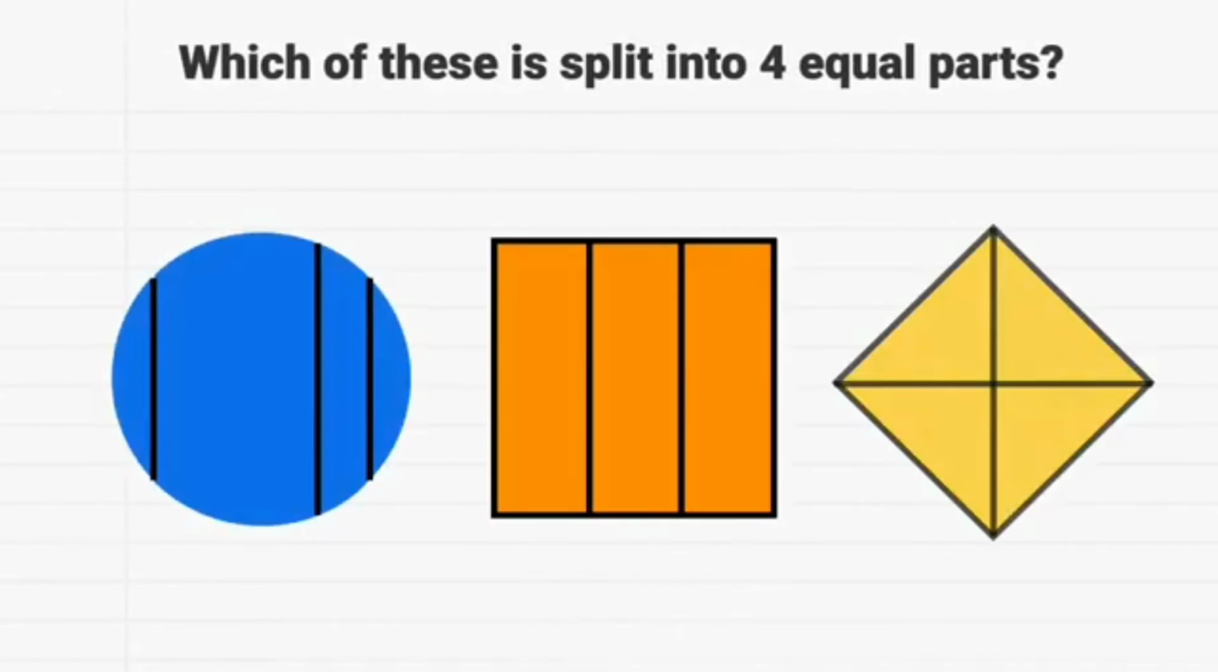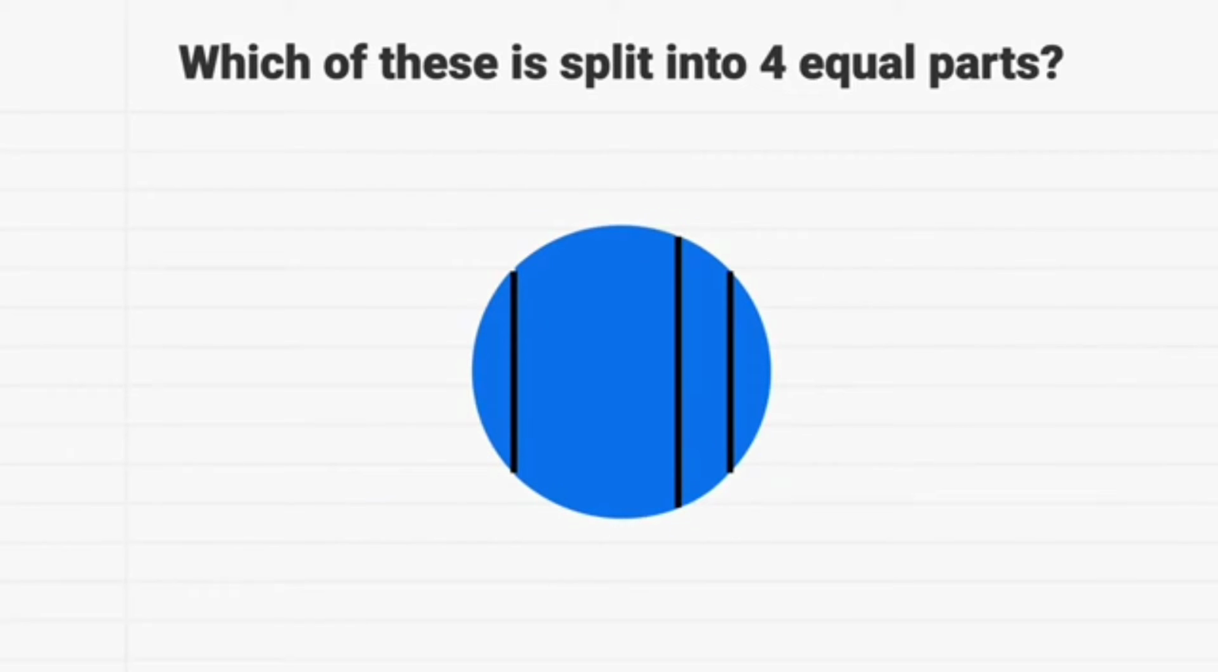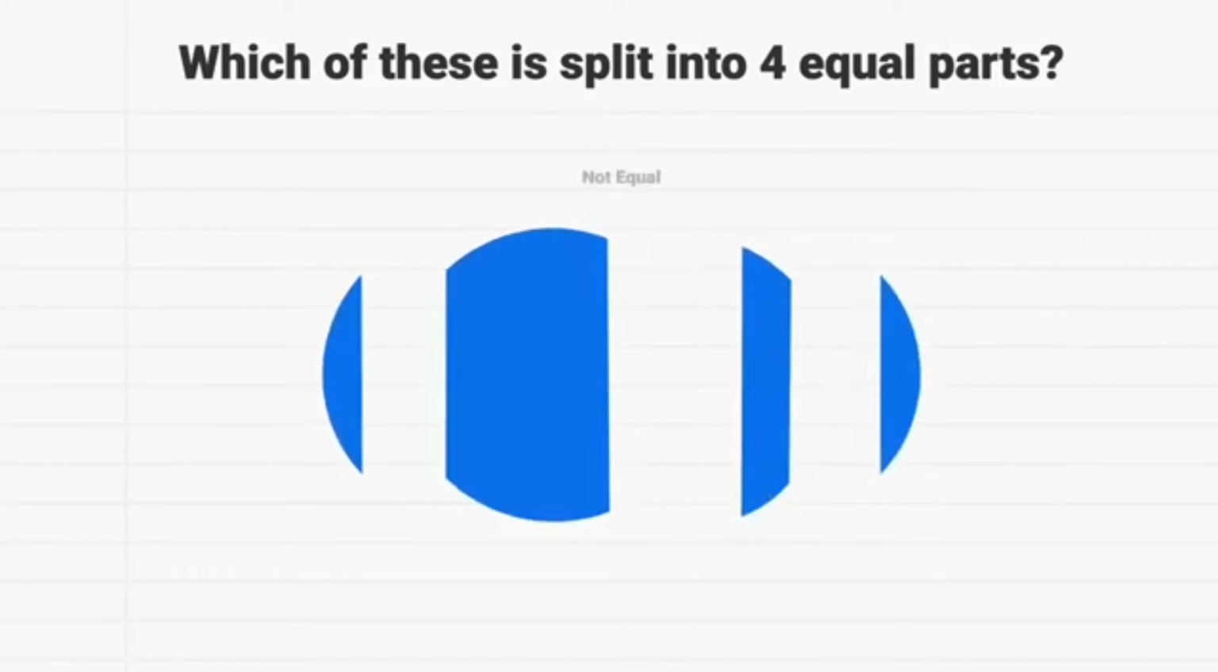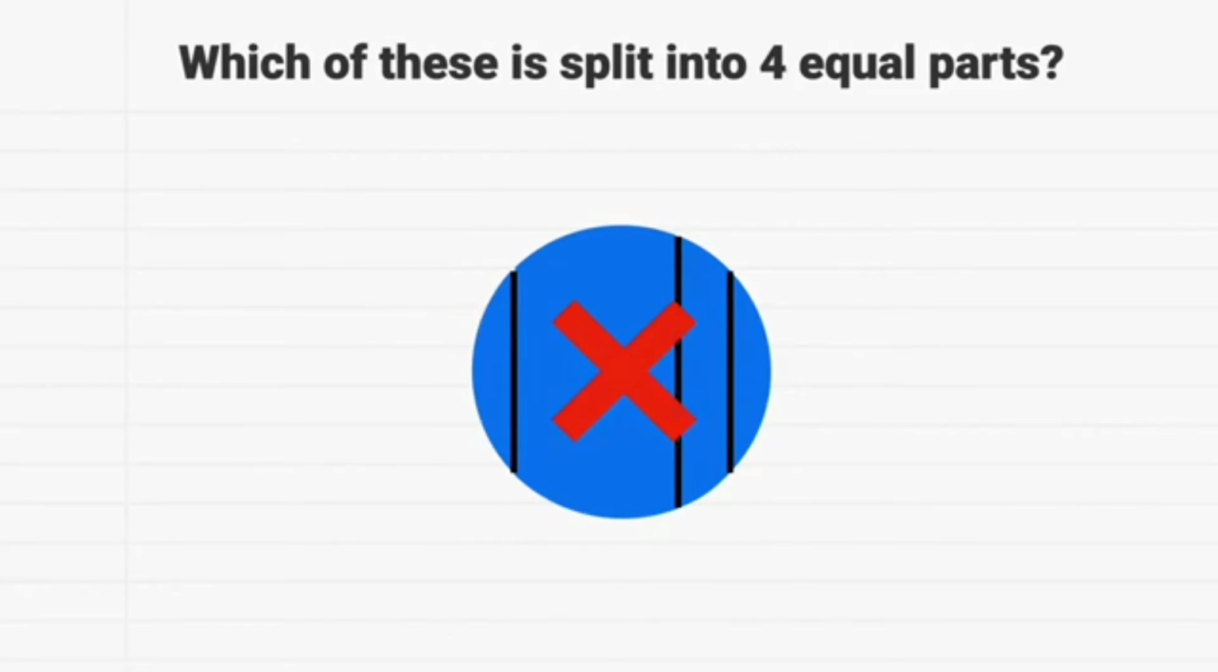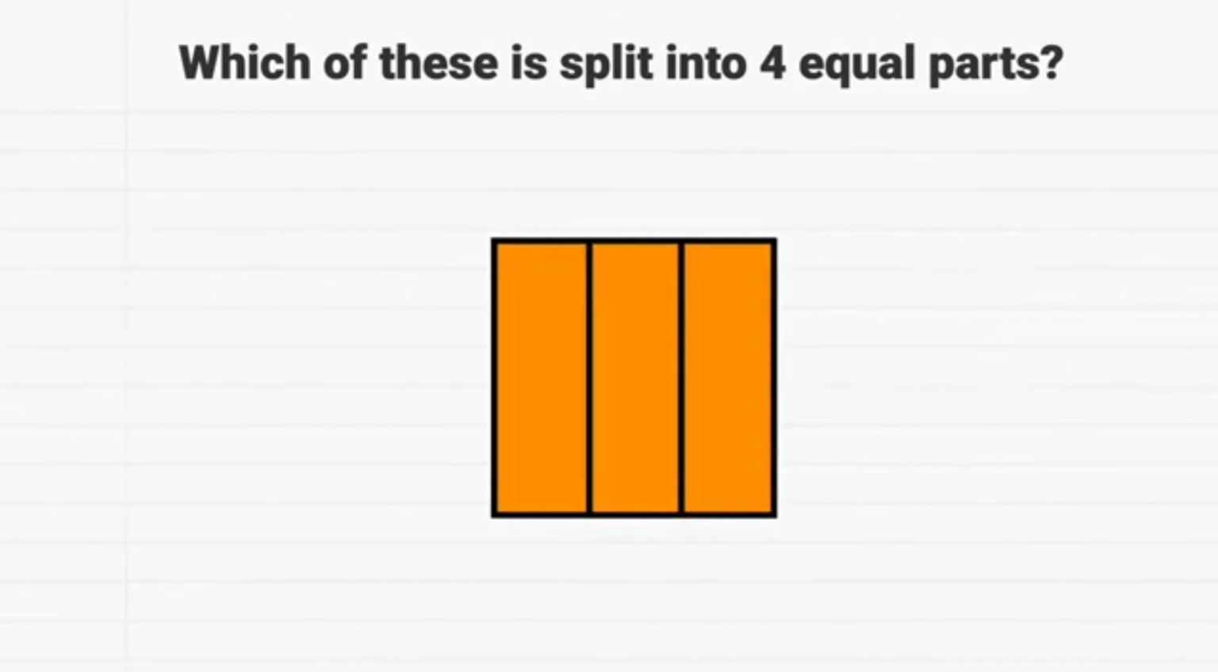Now, let's practice some of these together. Which of these shapes is split into 4 equal parts? Well, let's start by looking at this first shape. How many parts is the shape split into? The shape is split into 4 parts. Are all of the parts equal? No, we can see that all of the parts are not the same size. These are not equal parts.